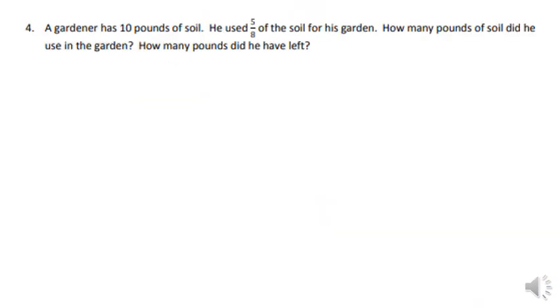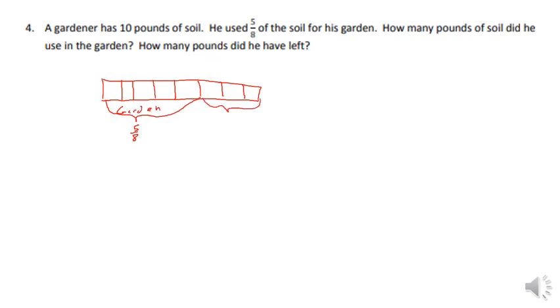Mr. Gardner has 10 pounds of soil. He used 5/8 of the soil for a garden. How many pounds of soil did he use in the garden? How many pounds did he have left? Okay, so here's our tape diagram. Now, it says eighths, so let's go ahead and split it into eighths. It says he used 5/8 of it. That's 5/8 of it, and he used it in the garden. This is garden. That means he has 3/8, and this is what was left. And basically, this is 10 pounds.